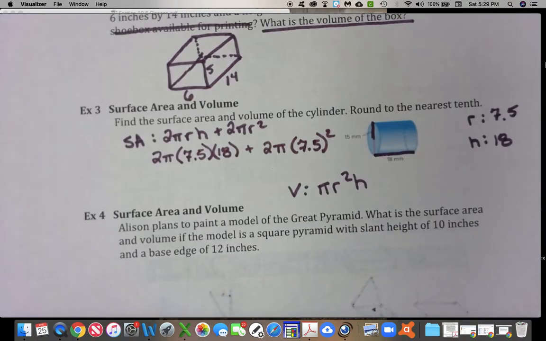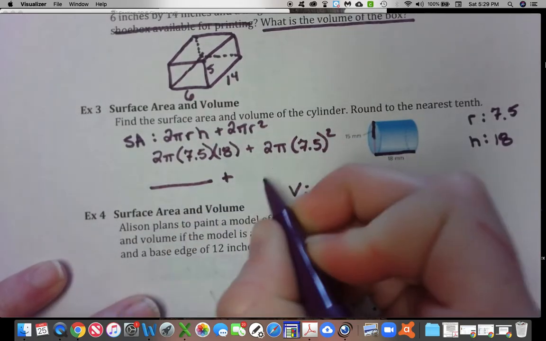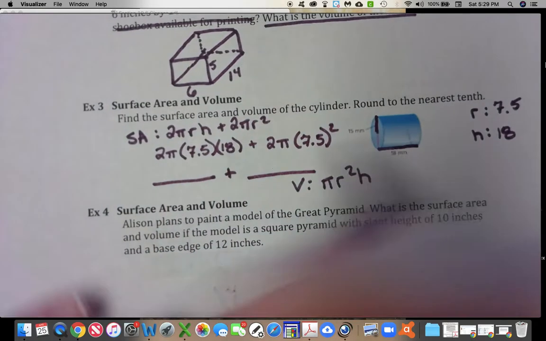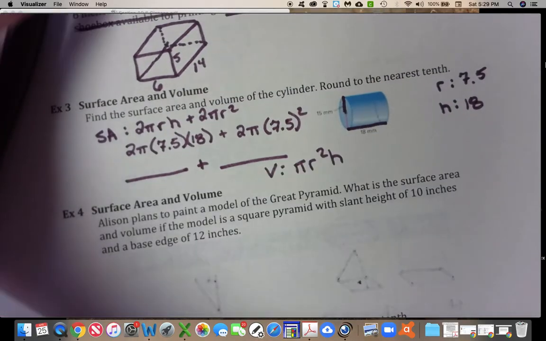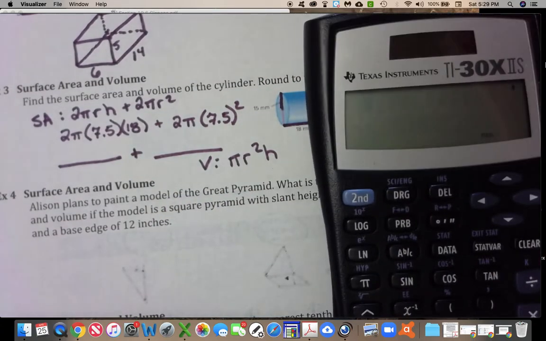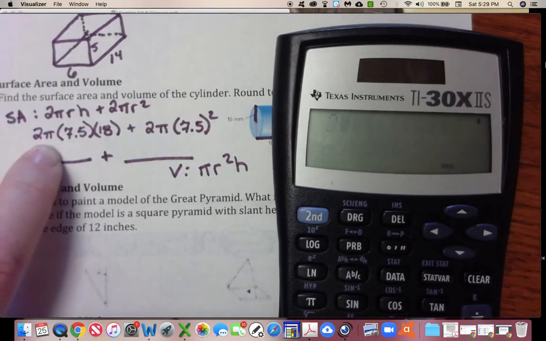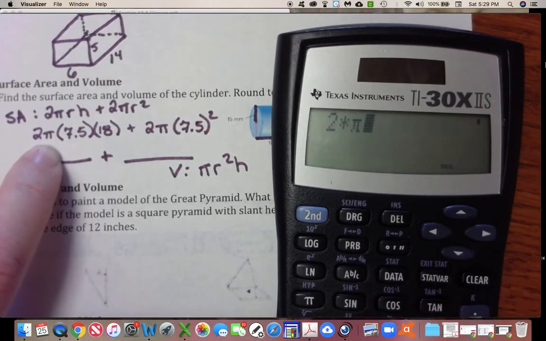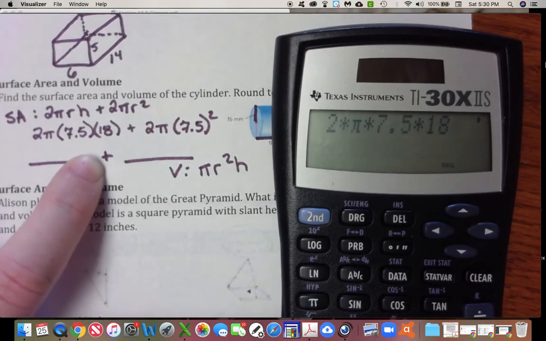So because there's a plus sign here, I'm going to separate those out into two pieces so I have less to enter into my calculator. Because then I'll hopefully have less chance of making a mistake. So I'm going to start with this first part. 2 times pi times 7.5 times 18. I should just be able to type that all in one shot. And I get 848.2.